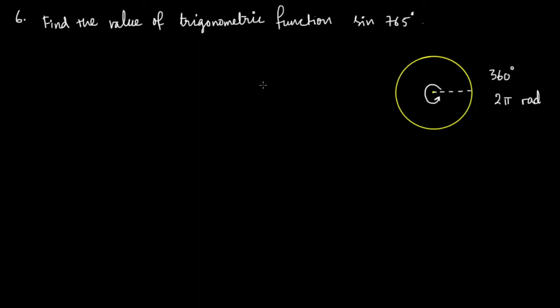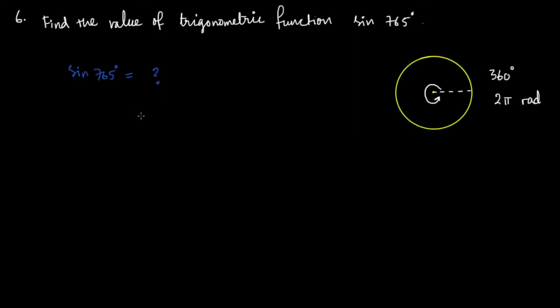Find the value of trigonometric function sine 765 degrees. Okay, so we're asked to find the value of sine 765 degrees. So what will this value be?